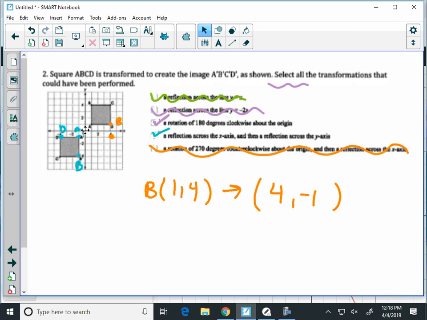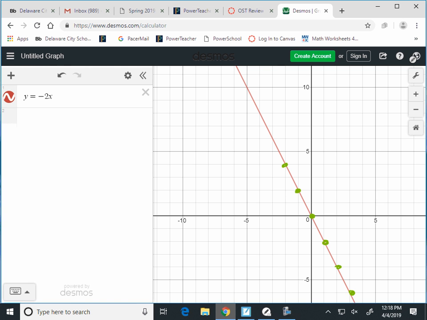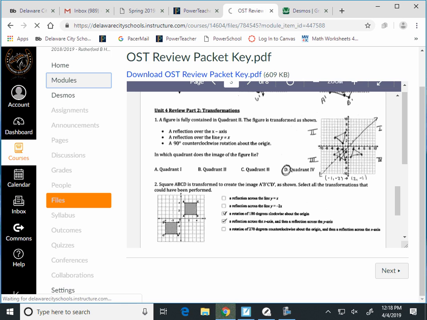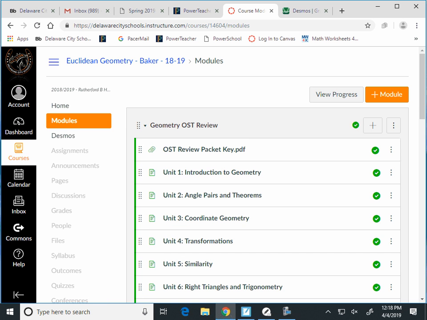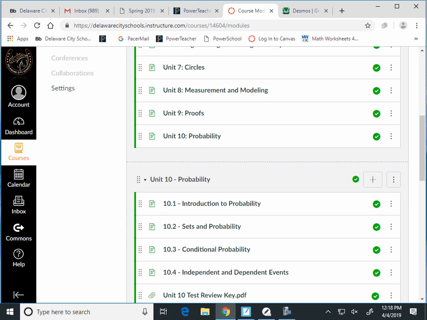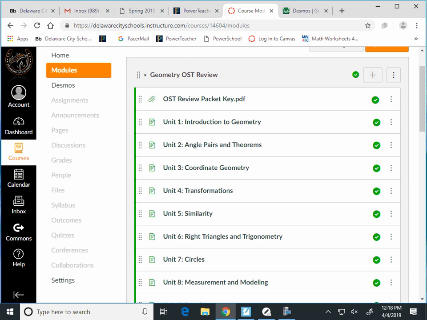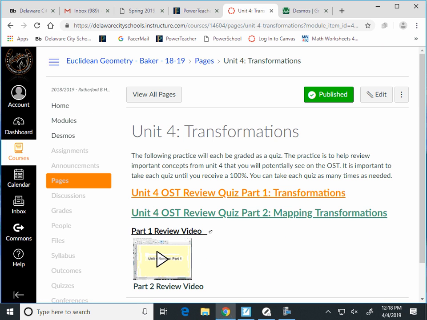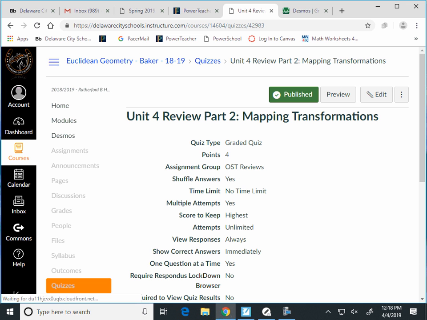Okay. Questions over that? Okay. Well, rest of the time is yours. If you want to go ahead, go to Canvas, go to modules. My suggestion for you would be to do the one for today. You go to Unit 4 Transformations. I would do Part 2 today. If you were absent yesterday or need a refresher, there's a video for Part 1. Click the link and you can take Part 2. And then once you get done with Part 2, maybe go back and retake other ones that you need to fix. Okay?